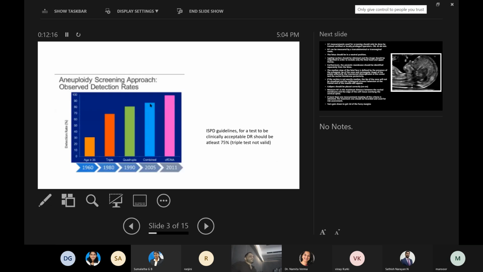So this is just the detection rate of various tests. Maternal age alone has a very low detection rate, and the highest is with cfDNA. But we are not offering cfDNA directly to everyone. We are going with the combined risk first. If it shows intermediate risk, then we go to cfDNA. Why like this? That we'll discuss.